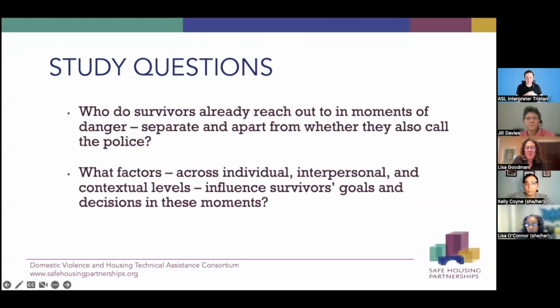More specifically, our study questions were, first of all, who do survivors already reach out to in moments of danger, separate and apart from whether they call the police? And then second, what factors across individual, interpersonal, and contextual levels influence survivors' goals and decisions in these moments? Next slide, please.